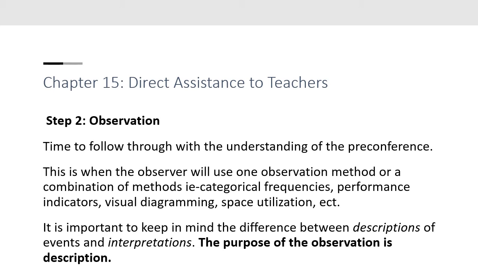Step 2 is the actual observation. This is the time to follow through with the understanding that occurred during the pre-conference. The observer uses one of the observation methods, or a combination, to conduct the observation. It's important to remember the difference between descriptions of events and interpretations. As the supervisor conducting the observation, it is really important that we keep the observation descriptive and don't leave room for interpretation.